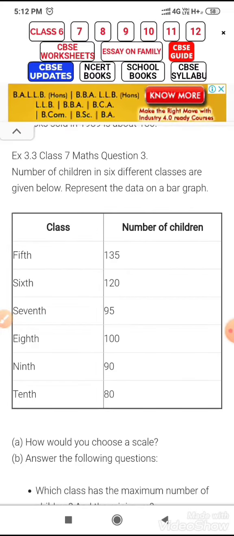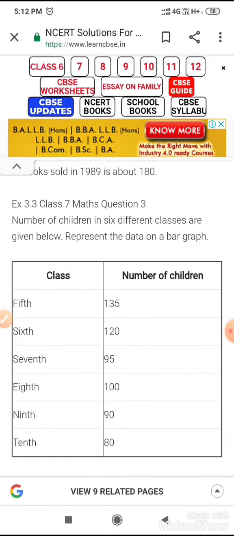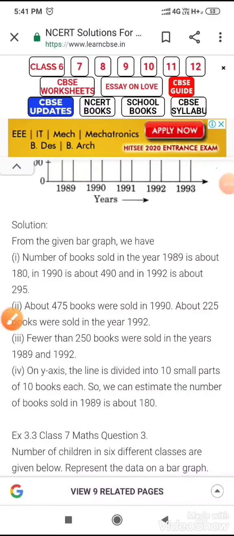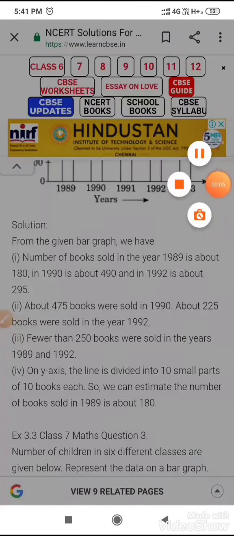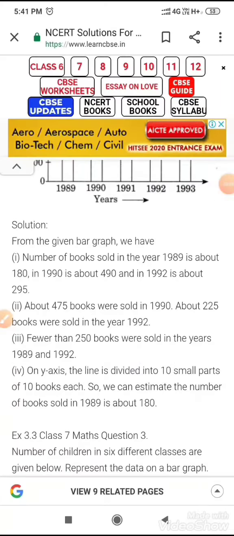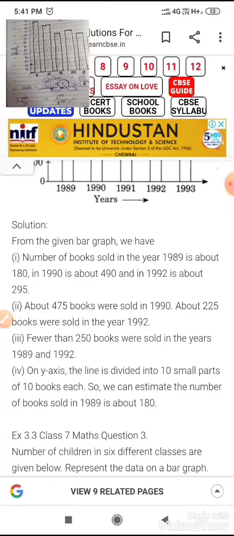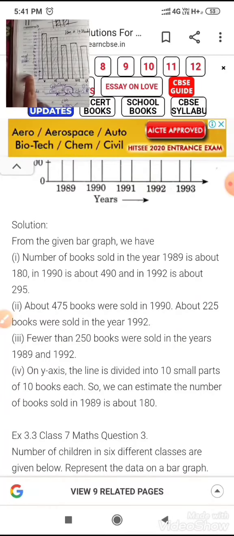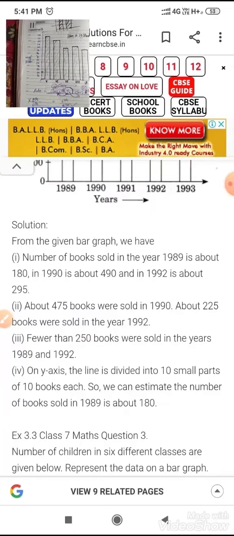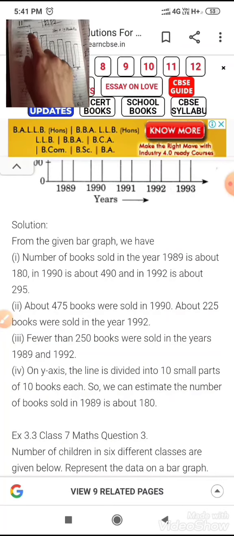First we represent this data on a bar graph. So students, first we choose a scale for this data. Here we choose 1 centimeter equal to 10 students. As you can see here, on the x-axis we represent our classes, and on the y-axis we represent the number of students. Because we know that our maximum number of students is 135, we put numbers here up to 140.